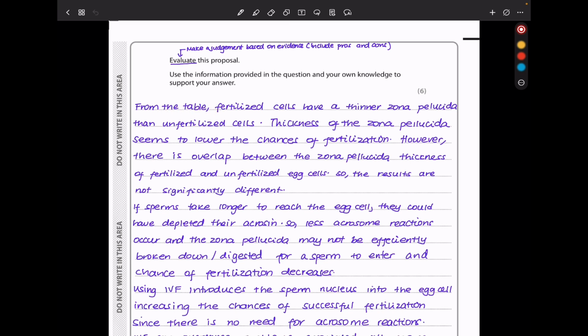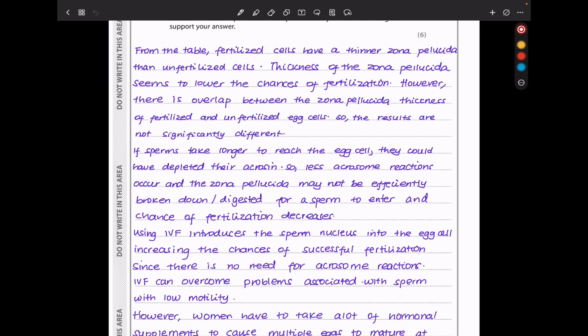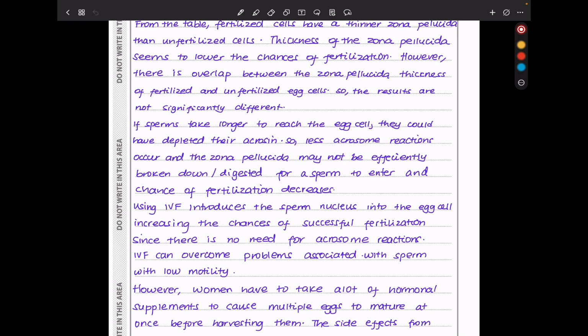So I said from the table, fertilized eggs have a thinner zona pellucida than unfertilized cells. Thickness of the zona pellucida seems to lower the chances of fertilization. However, there is overlap between the zona pellucida thickness of fertilized and unfertilized egg cells, so the results are not significantly different. We saw that previously. If sperm takes longer to reach the egg cells, they could have depleted their acrosin, so less acrosome reactions occur and the zona pellucida may not be efficiently broken down or digested for sperm to enter, and the chance of fertilization is going to decrease.